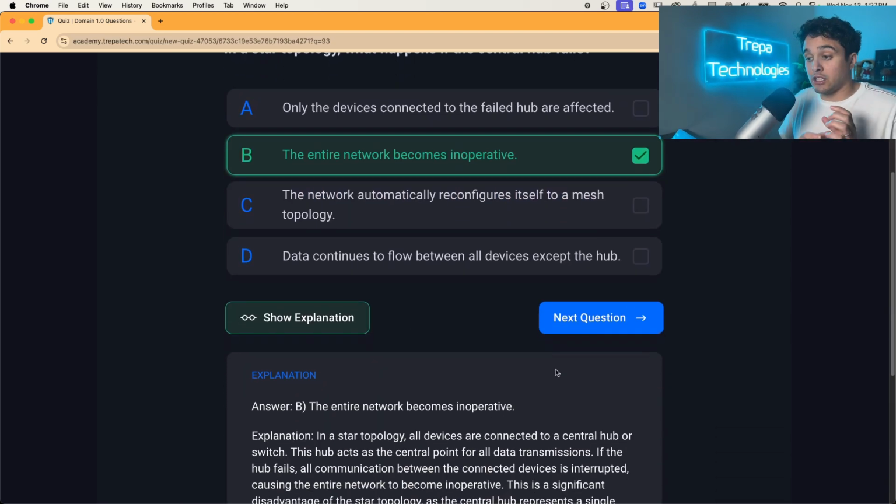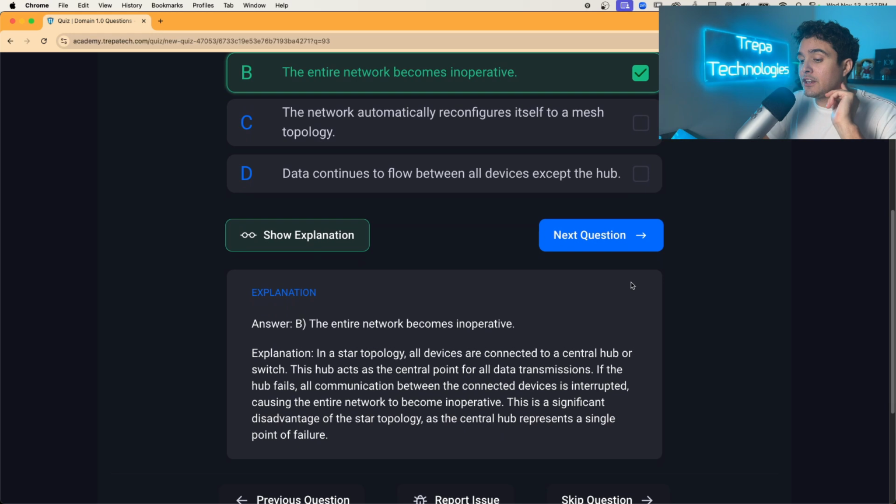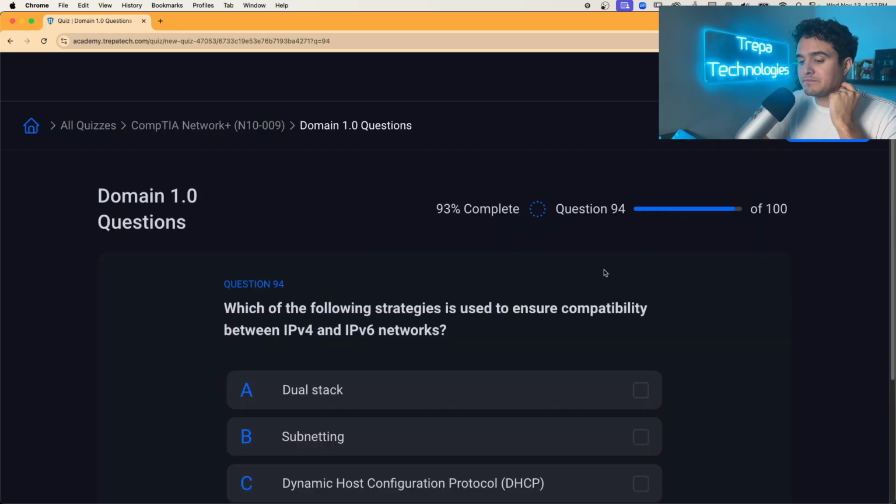And that's because in a star topology, we have almost a hub in the middle that's connecting all the outsides, all the spokes in a star topology. So B. Go ahead and pause the video if you'd like to read the explanation.